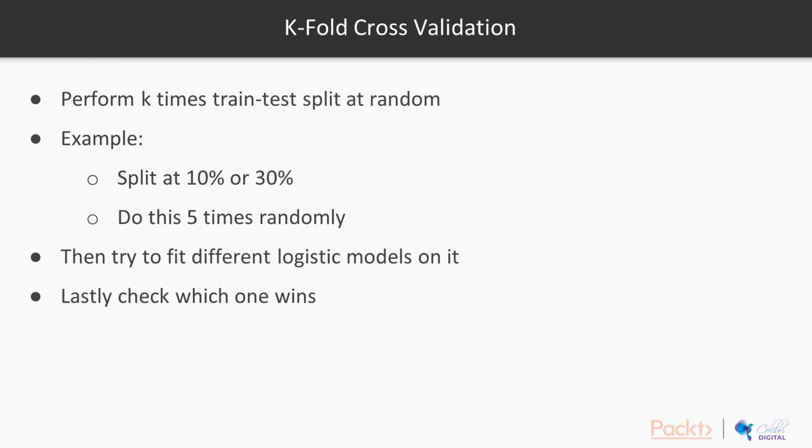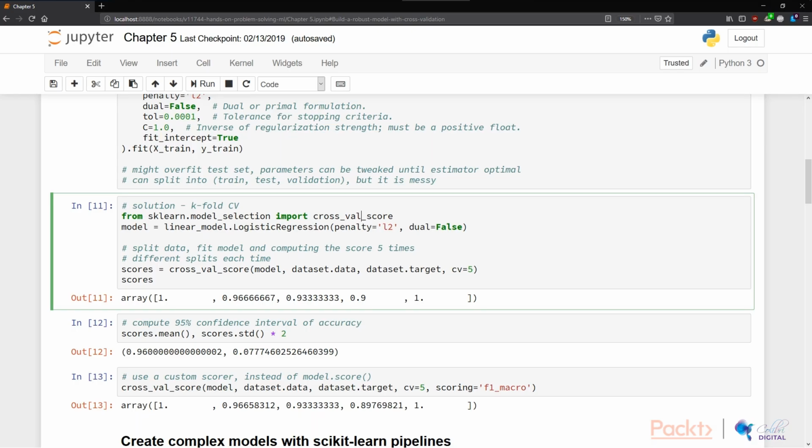So here we are importing cross_val_score from the scikit-learn model_selection module. And so what this does is, again, we create a logistic regression model that has a penalty of L2 and a primal formulation. And this model basically is then fitted using cross_val_score, and the cross-validation basically splits the data 5 times randomly and fits the model to see how the model is performing across the 5 splits, and we'll pick the one that wins, right?